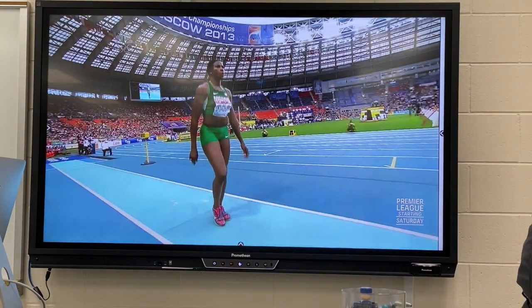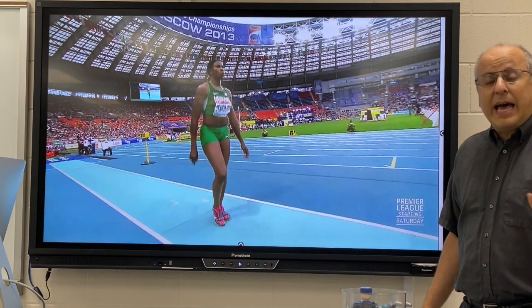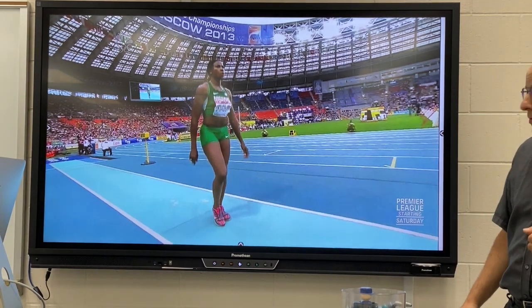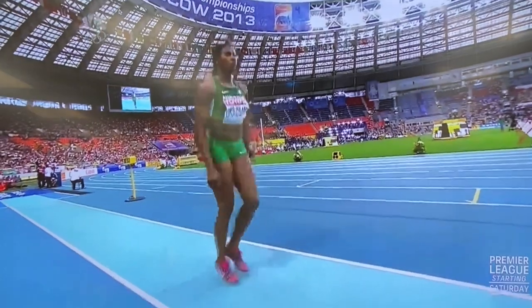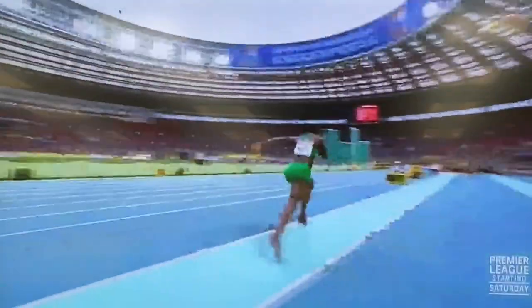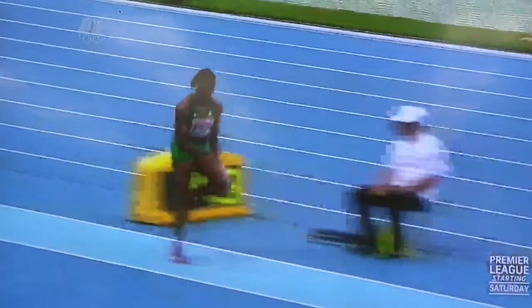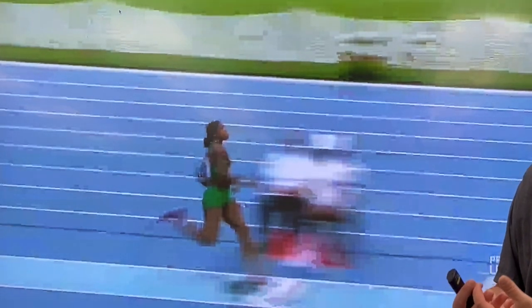Here's another example. You can see really clearly this athlete accelerating along the ramp on her way to doing a long jump. She starts out at rest. She gets faster and faster and faster. And when she hits her top speed, she's going to jump as far as she humanly can.